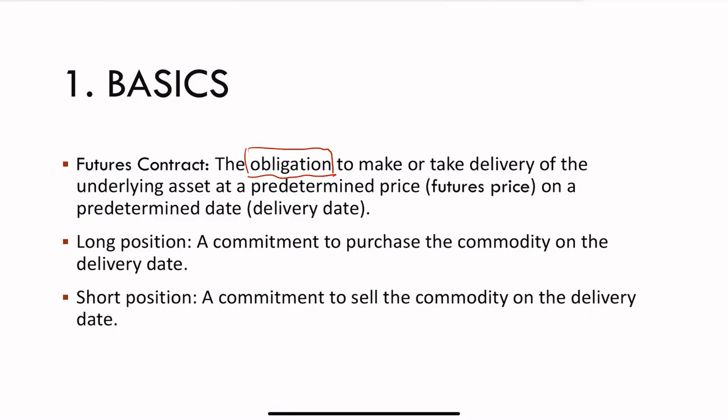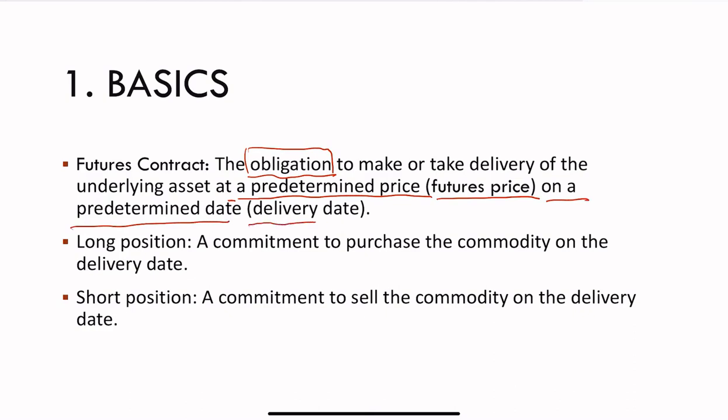And then this predetermined price is called the futures price. Analogously, in the context of an options contract, this predetermined price is the exercise price, right? But in the world of futures, we call this predetermined price the futures price. And then the delivery would happen on a predetermined date.